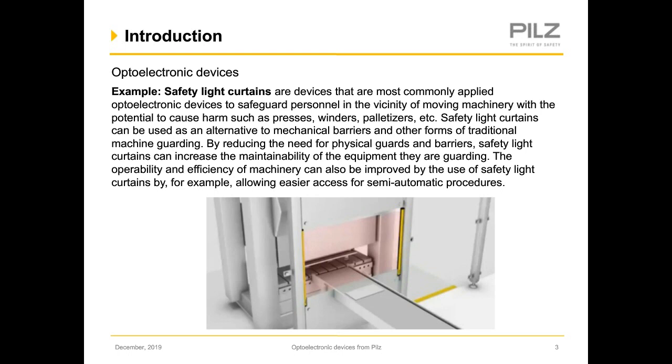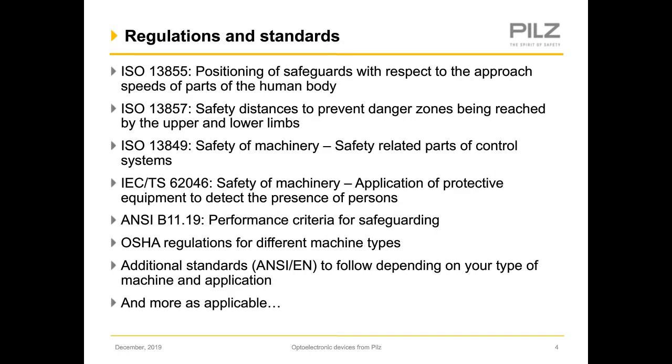Now the rules and regulations. So I touched on some main ones. Of course, there are more possibly to use depending on your application, but we have the ISO 13855, positioning of safeguards with respect to the approach speeds of the human body. We have the ISO 13857, safety distances to prevent danger zones being reached by the upper and lower limbs.